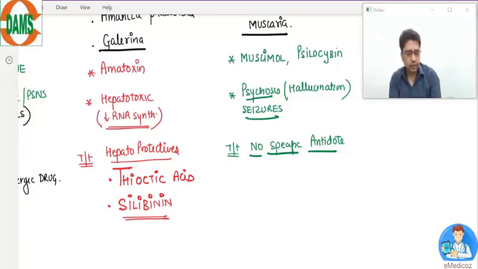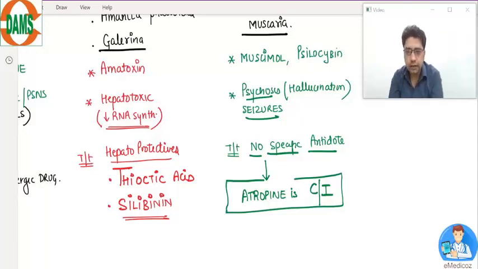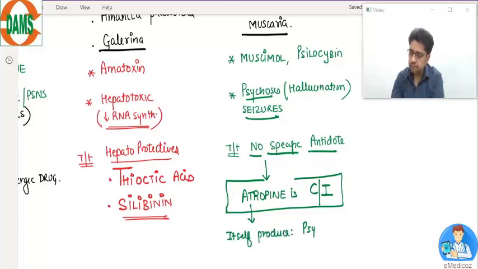Don't worry. Now we will take a 2 minutes break and we will correct this problem of lagging. But you will write atropine is contraindicated. Here atropine is contraindicated because atropine itself produces psychosis.